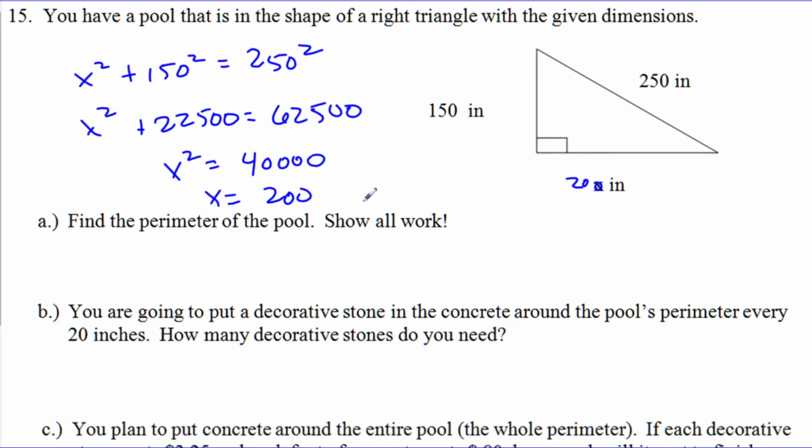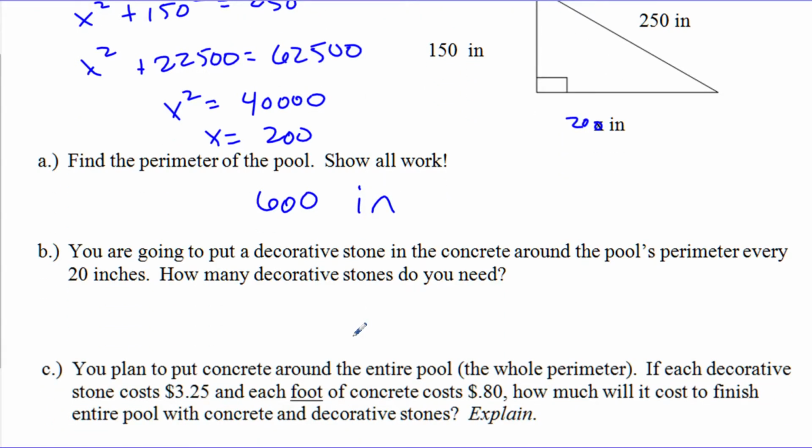Okay, so now I can find the perimeter of the pool pretty easily. 200 plus 150 plus 250 looks like it's going to be 600 inches. It's a very small pool. Okay, so problem letter B, it's asking us if you're putting decorative stone in a concrete around the pool's perimeter every 20 inches, how many decorative stones you need? Well, this is just going to be 600, my total perimeter, divided by the 20, okay, which it looks like that's going to be 30 stones.